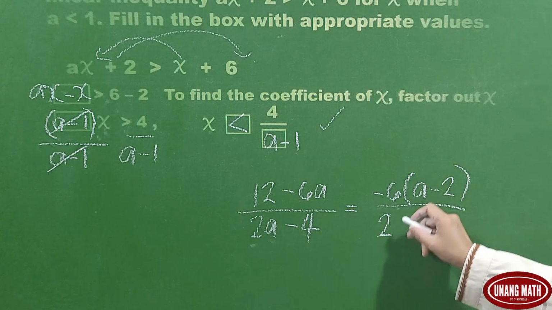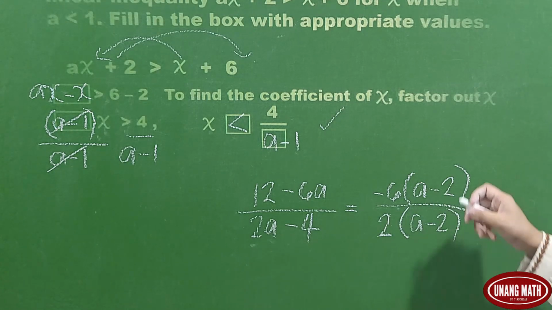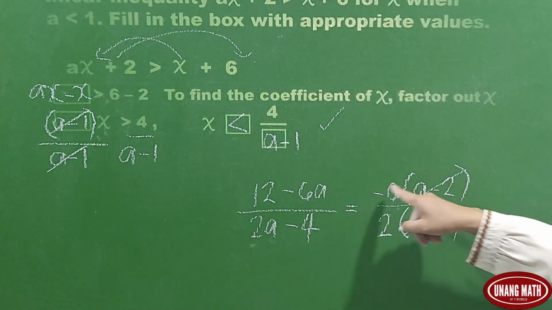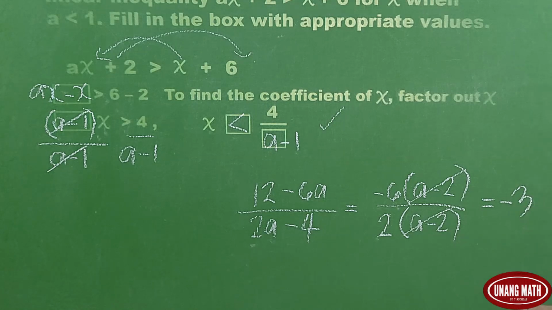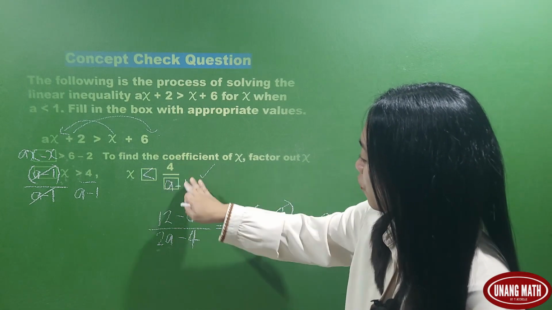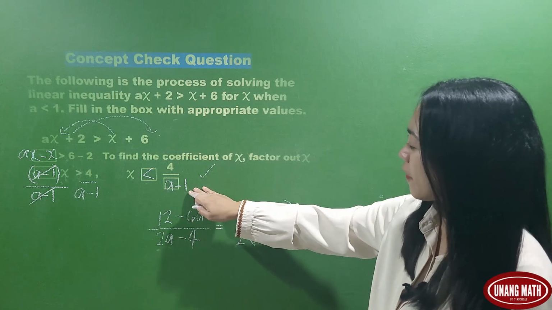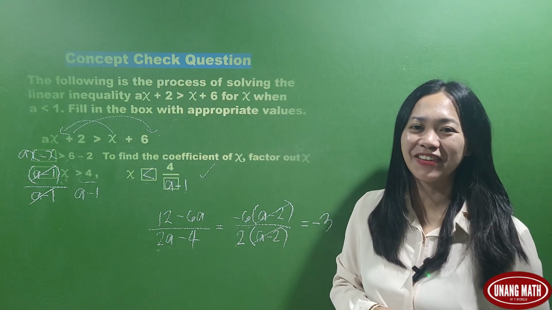So, 2 is outside and then inside the parentheses is a minus 2. And if we simplify negative 6 divided by 2, then this is now equal to negative 3. Okay, but since this expression 4 over a minus 1 cannot be simplified or factored out, then this is now our final answer.